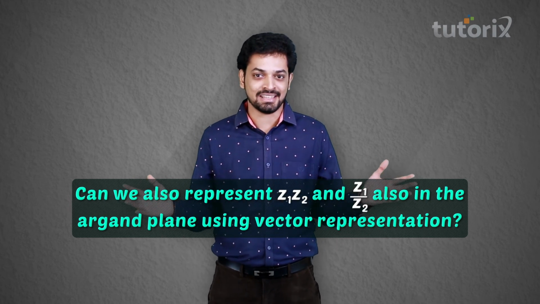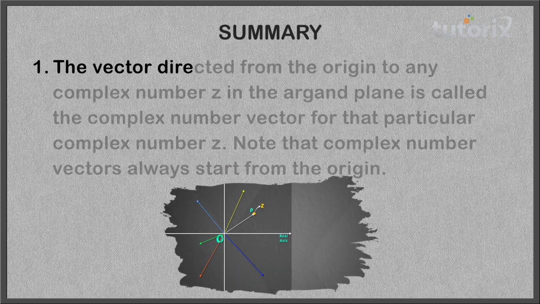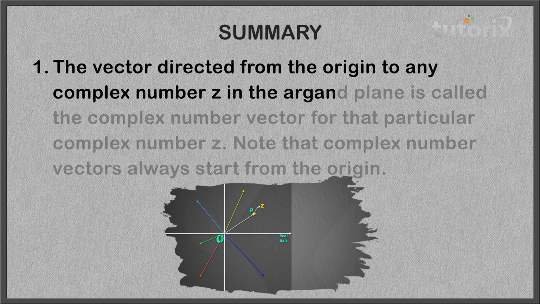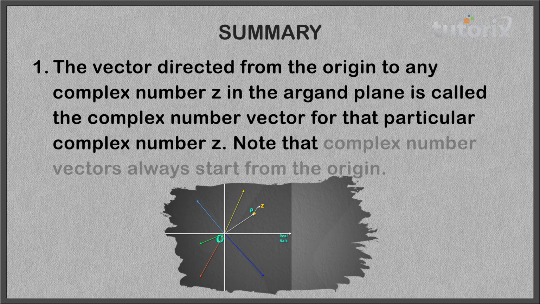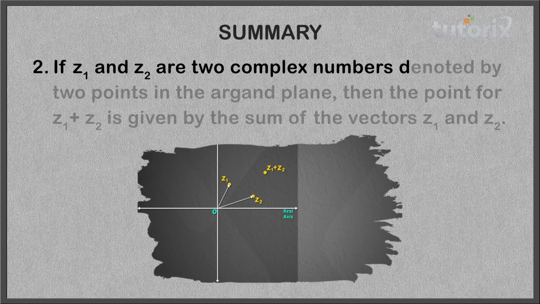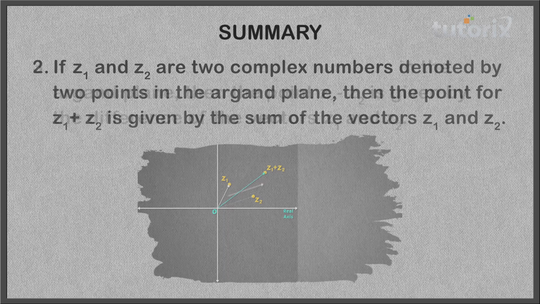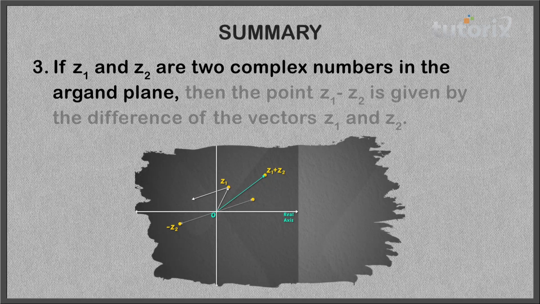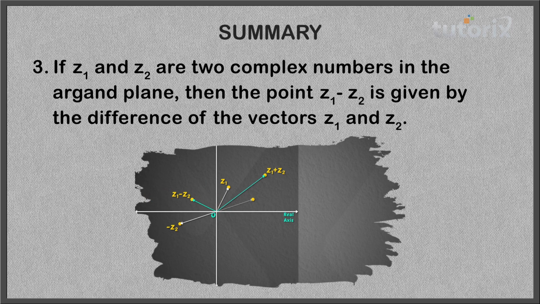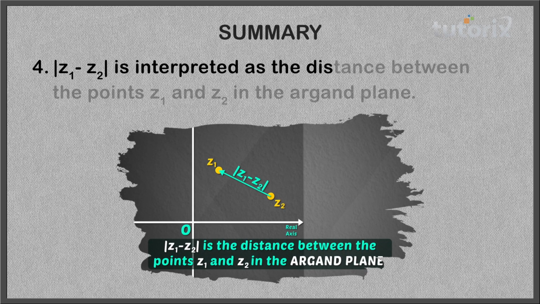But until then, let us summarize. The vector directed from the origin to any complex number z in the Argand plane is called the complex number vector for that particular complex number z. Note that complex number vectors always start from the origin. If z1 and z2 are two complex numbers denoted by 2 points in the Argand plane, then the point z1 plus z2 is given by the sum of the vectors z1 and z2. If z1 and z2 are two complex numbers in the Argand plane, then the point z1 minus z2 is given by the difference of the vectors z1 and z2. Mod z1 minus z2 is interpreted as the distance between the points z1 and z2 in the Argand plane.